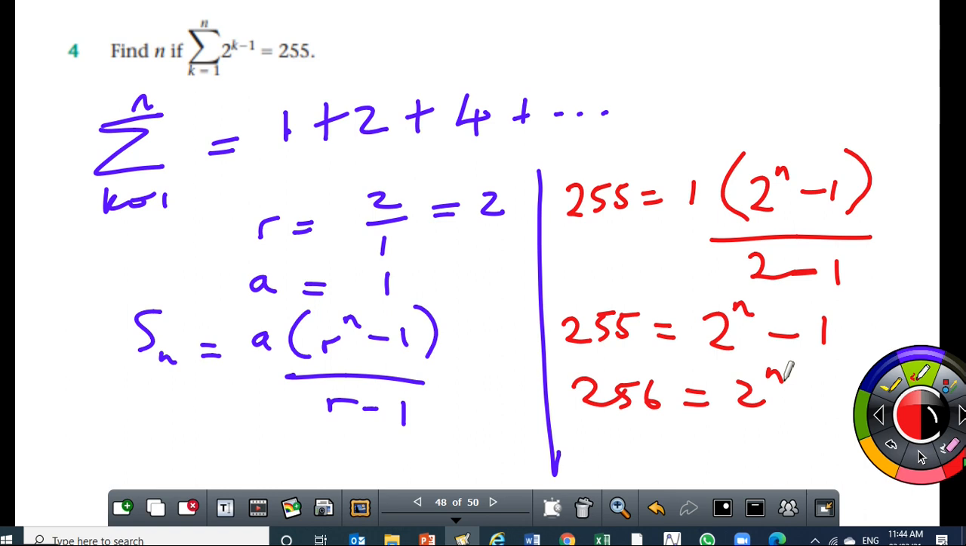Can you convert 256 to a base? Negative 2 to the power of 8? No. It's negative 2? No. So you don't want to say there's something wrong. 2 to the power of 8. Keep it simple. Don't complicate things. Is this 255 positive or negative? It's positive.